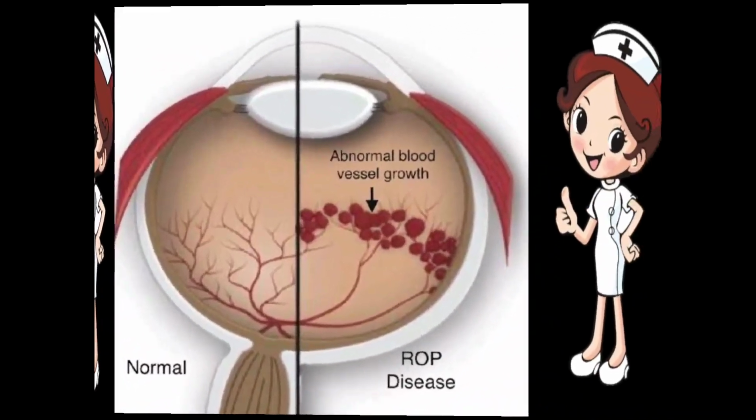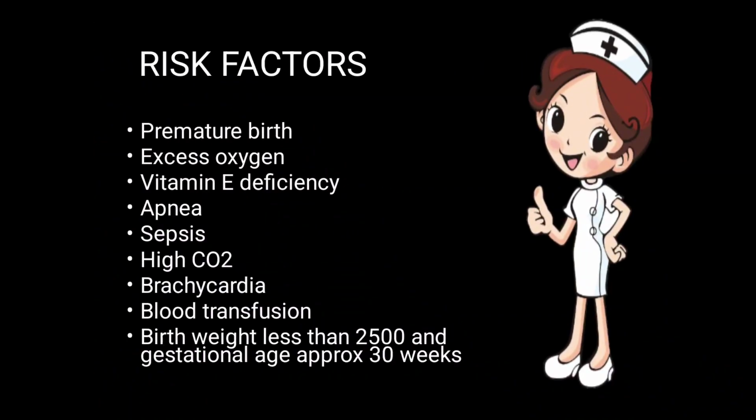Next, let's move to the risk factors. What are the risk factors responsible for ROP? First one is premature birth. If a child is born before the full time period, which is 9 months, it leads to premature birth, and this is a risk factor for ROP. Excess oxygen: if excess oxygen is given to the infant, then it is one of the risk factors.